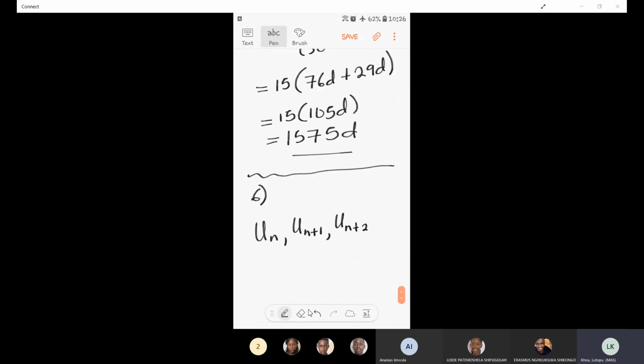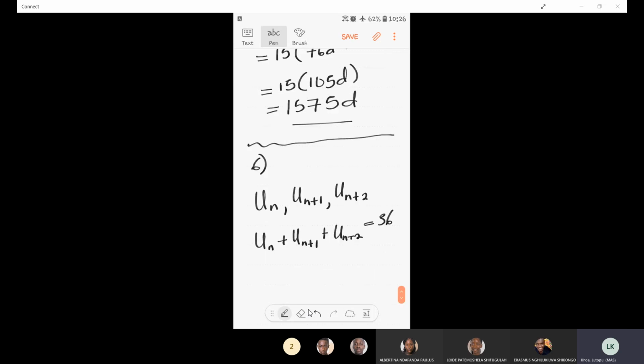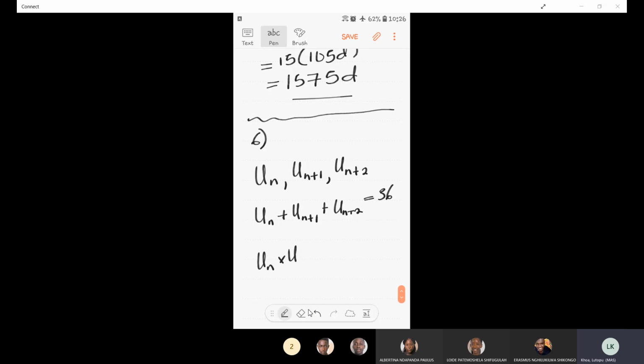Now the sum of these terms, un plus un plus 1 plus un plus 2, we are told this is equal to 36. And when I multiply them, un times un plus 1 times un plus 2, this is equal to 1428. Okay, now the question is, what are these terms?